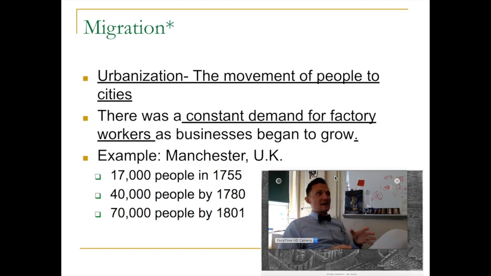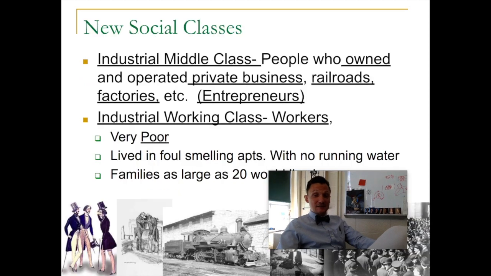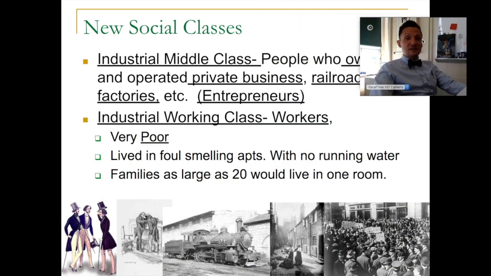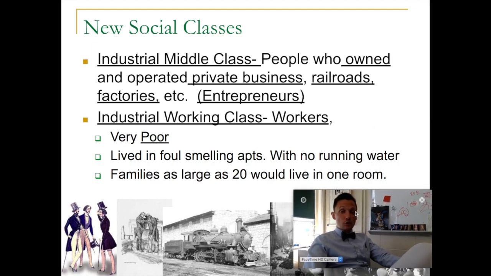A great example of this is Manchester, United Kingdom, right? So 17,000 people lived in Manchester, United Kingdom in 1755. And by 1801, 70,000 people lived there. So that right there, statistically speaking, is a massive piece of evidence about the growth of population over this time period, right? And that's all urbanization.